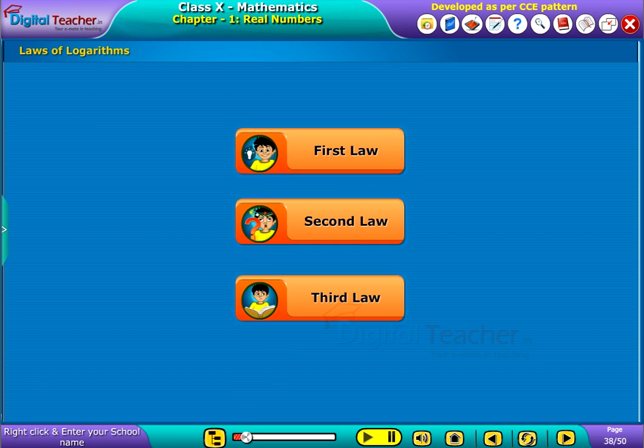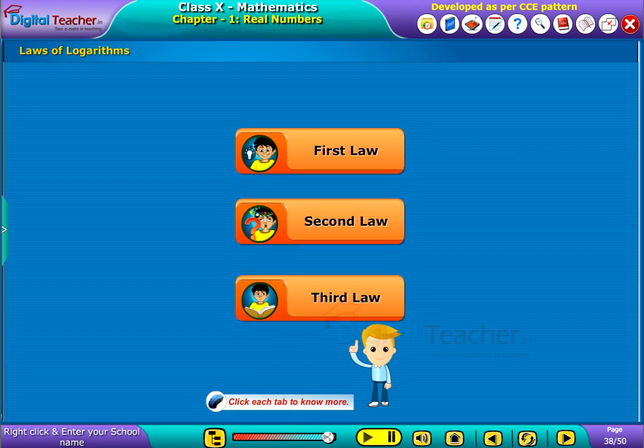Now let us discuss the laws of logarithms in detail. There are three main laws of logarithm. They are the first law, second law, and third law. Click each tab to know more.